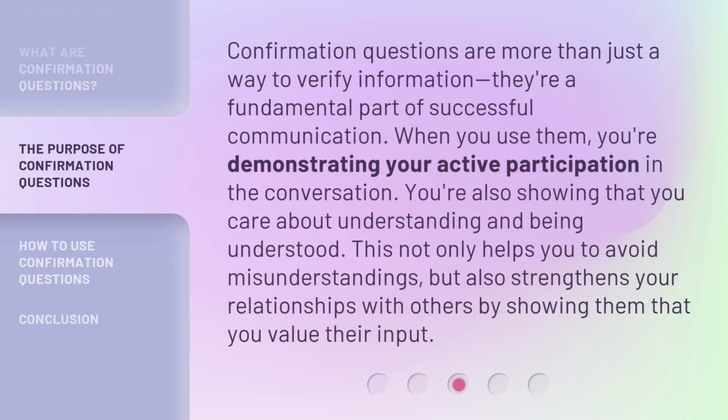Confirmation questions are more than just a way to verify information. They're a fundamental part of successful communication. When you use them, you're demonstrating your active participation in the conversation. You're also showing that you care about understanding and being understood. This not only helps you to avoid misunderstandings, but also strengthens your relationships with others by showing them that you value their input.